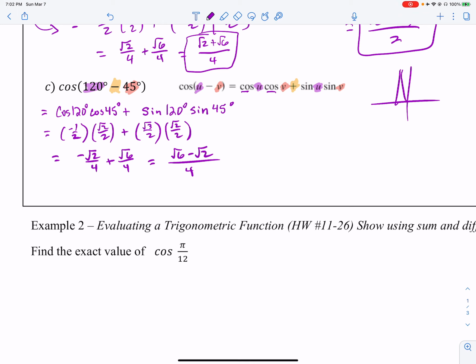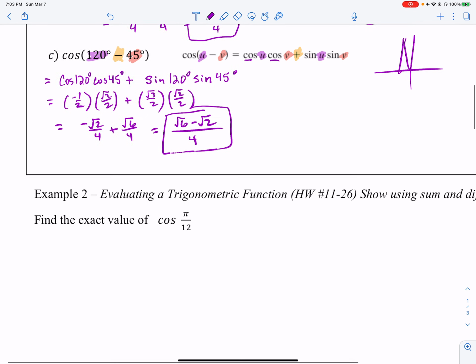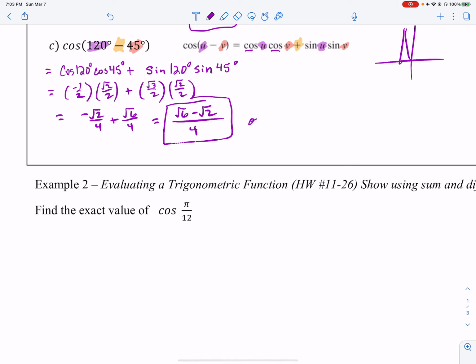There's nothing for canceling. So that's it. It's okay if you leave it as negative root 2 plus root 6. That's fine. That's not a problem. Just make sure that the negative is only with the root 2 and the fraction bar, that it doesn't look like the whole thing is negative, because that would be wrong, and that's different.